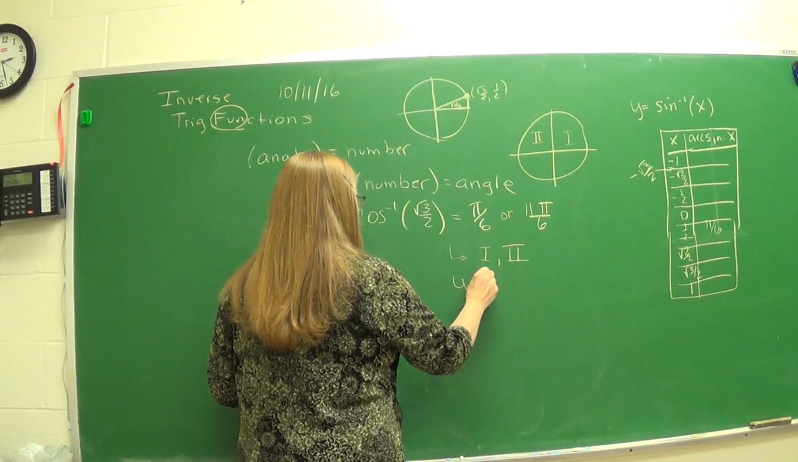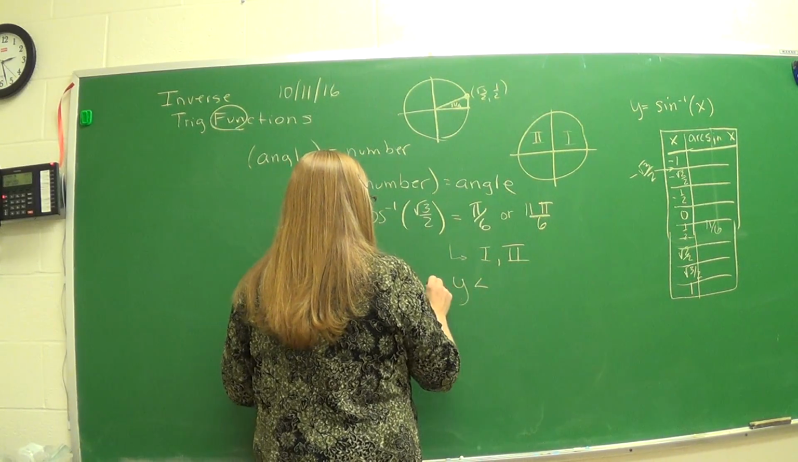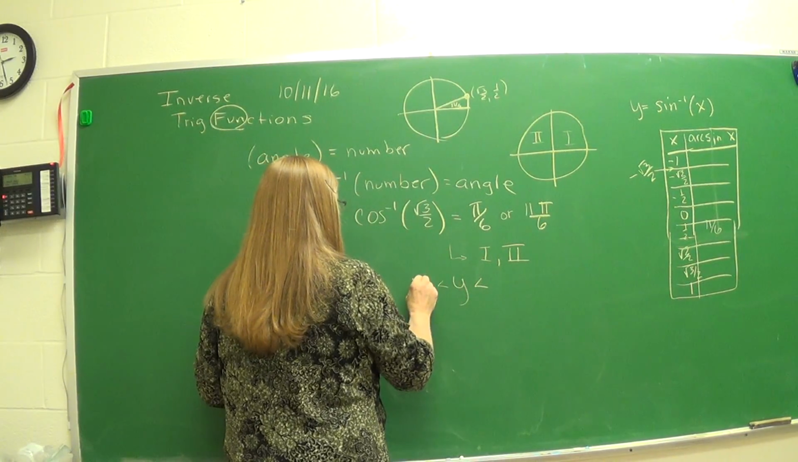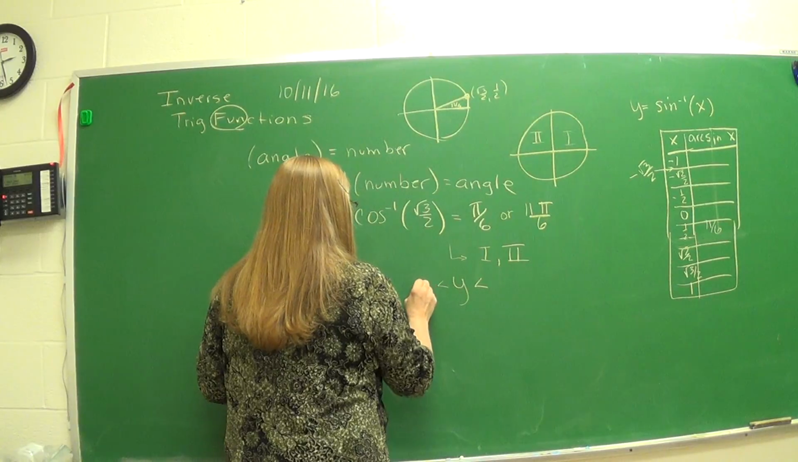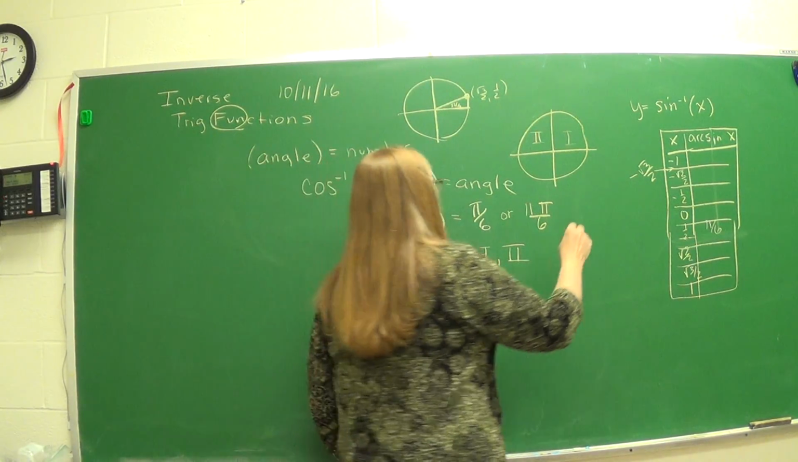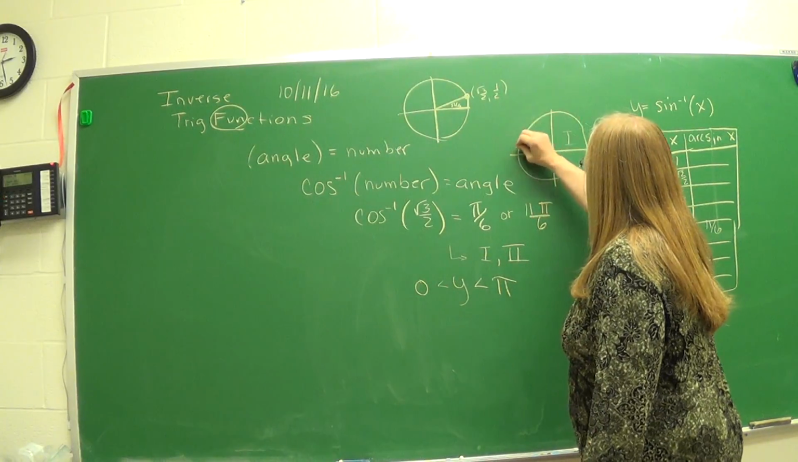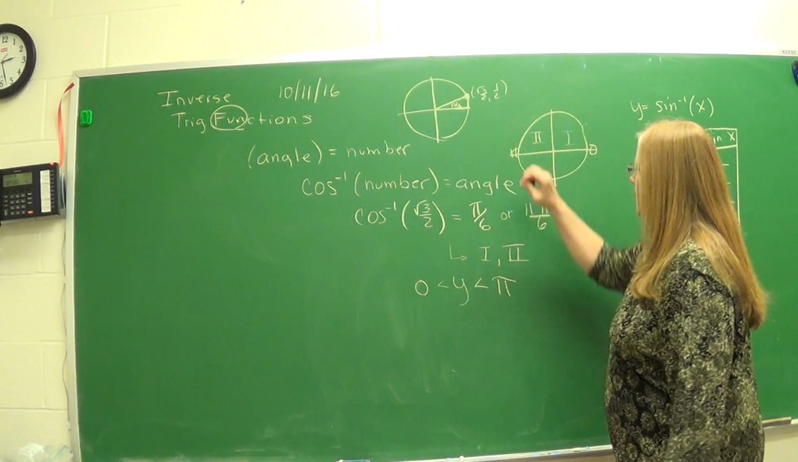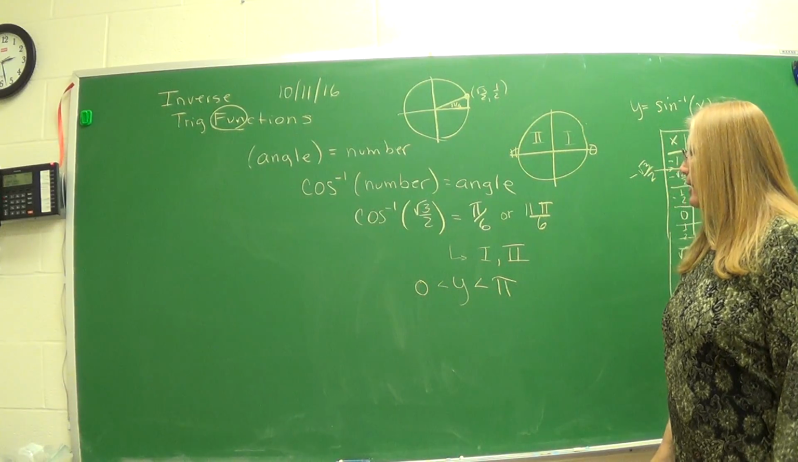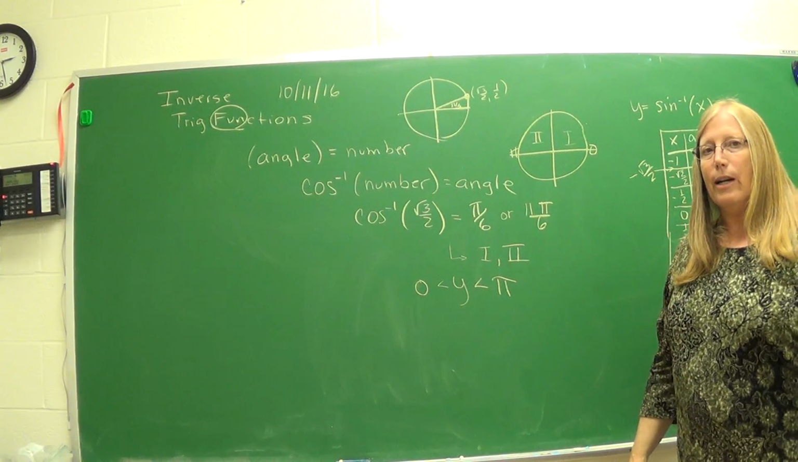And we can write it like this, the y value is in between 0 and pi radians. So that's the way we can indicate quadrants 1 and 2. The value's in between 0 and pi. So the range, the y value, is in the first or second quadrant.